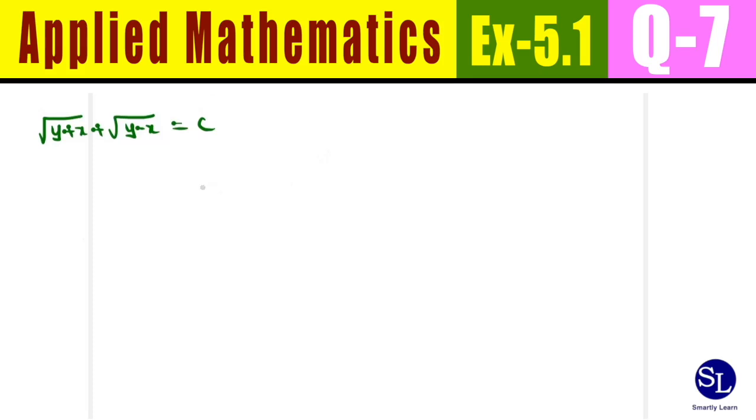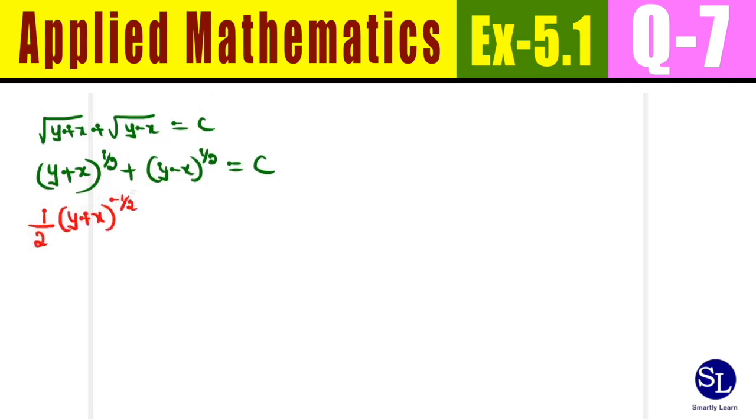So let's start here. Before doing differentiation, I'm rearranging this as y plus x to the power half plus y minus x to the power half. Makes differentiation easier. Now let's start with the actual differentiation. So this is half into y plus x to the power minus half. Then I need to differentiate y plus x, which is nothing but dy by dx plus 1.